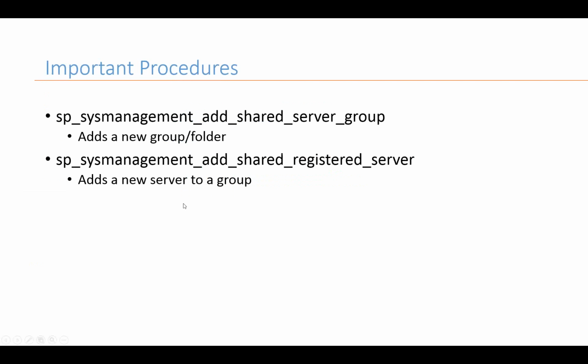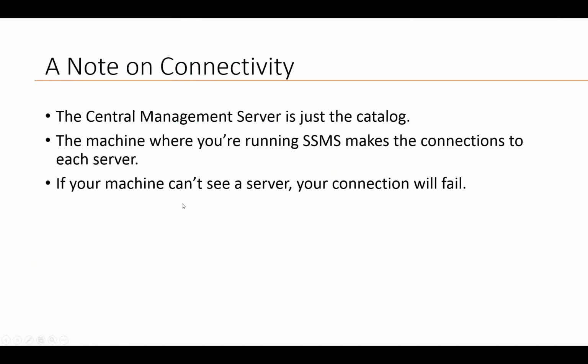So just a couple points worth making here. The central management server is just the catalog. All this data lives in MSDB. The machine where you're running SSMS makes all the connections to each server. So if you have some type of network restriction that prohibits your machine from seeing a server, this won't work. A lot of times in some environments, we will run SSMS from the management server to make sure that connectivity isn't the issue. If you're in an environment where everything is in your own data center and it's local, you shouldn't have to do that.